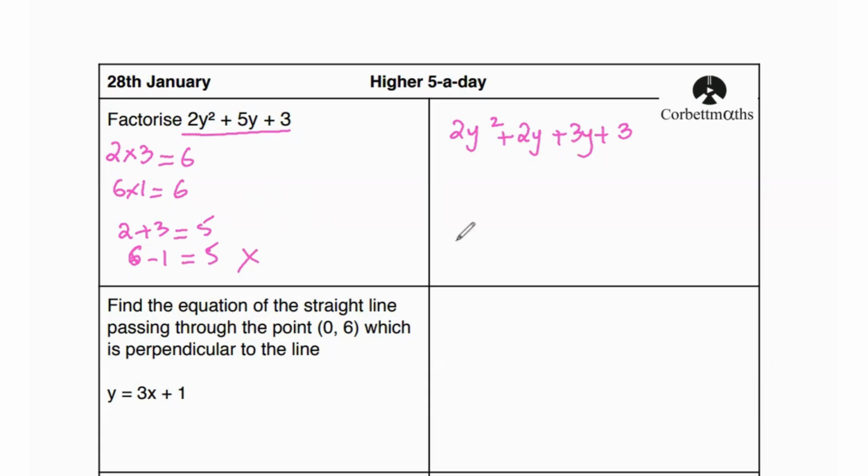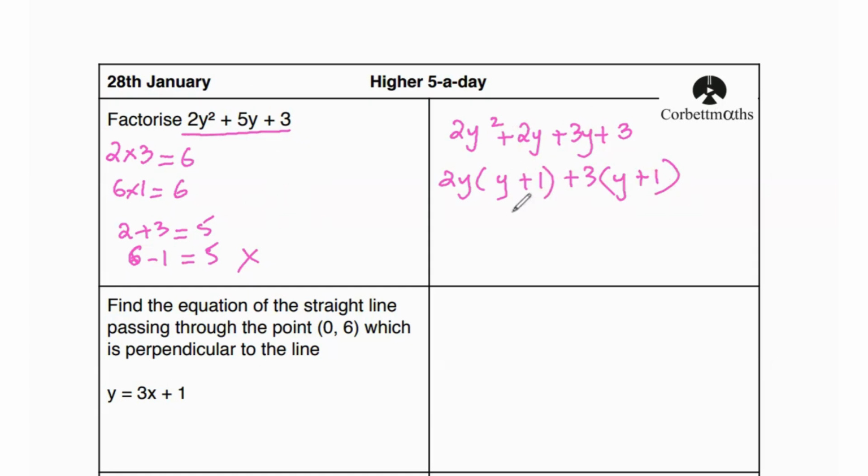So the method is still the same. We're going to factor by grouping. In the first two terms, we have 2y common, so 2y outside and y plus 1 inside the bracket. And between the last two terms, we have 3 common, so y plus 1 inside.